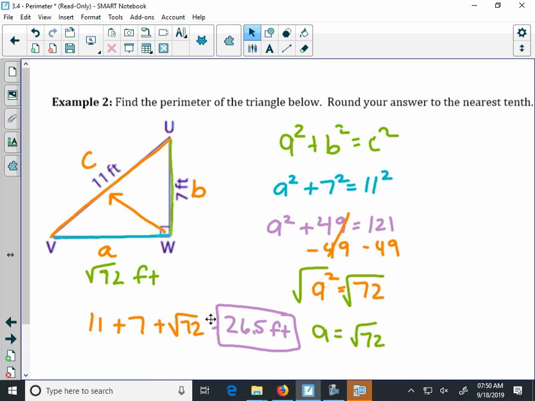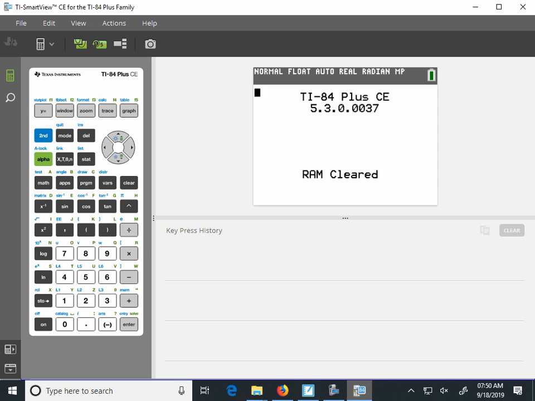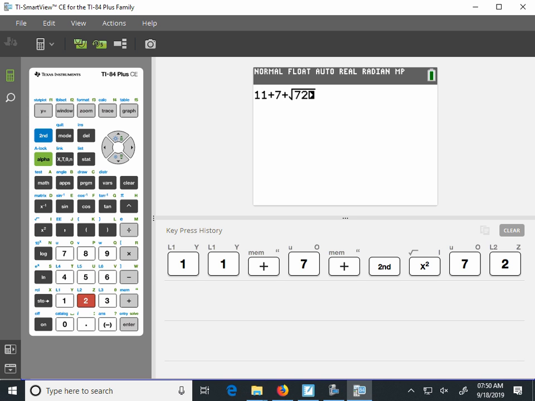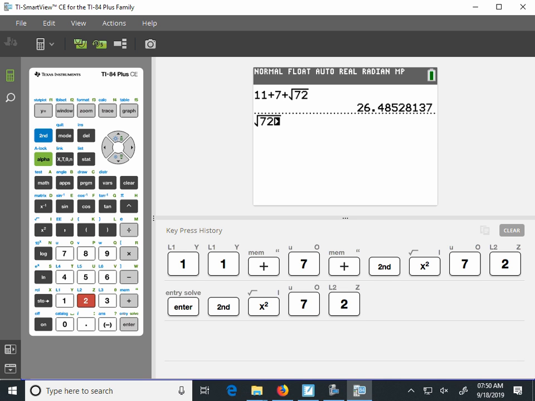Okay. In your graphing calculator, how you would type that in, you do 11 plus 7 plus, you hit second x squared to get your radical, if you didn't know that yet, and then 72. If you did the radical 72 first, make sure you arrow out. That's why I always put my radical last. Arrow out, and then do plus 11 plus 7.